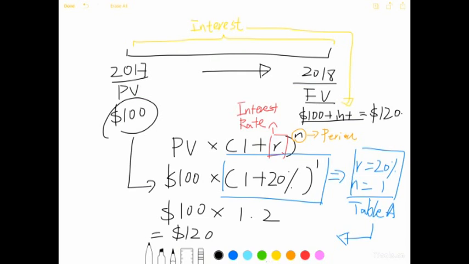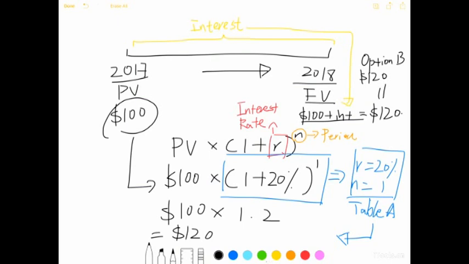So as you can see, the future value is equal to option B, which is also $120. So we are indifferent between option A and option B because it's giving us the same money, which is $120.